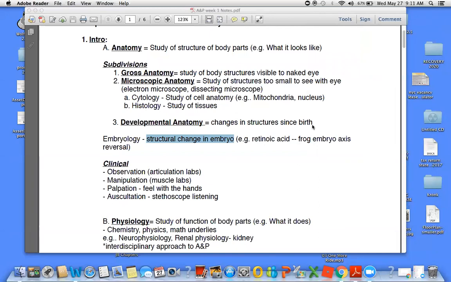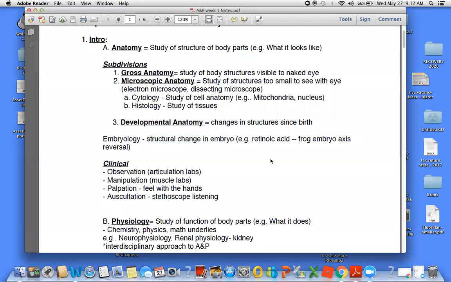All right, so again, we went over the subdivisions of anatomy, gross being anatomy of structures visible to the naked eye, microscopic structures too small to be seen with the naked eye, and developmental changes in those structures since birth. An interesting study that I've done in the past, and I'm not going to test you on this aspect, but it's retinoic acid. Retinoic acid is found in skin creams and in different creams we put on our body.